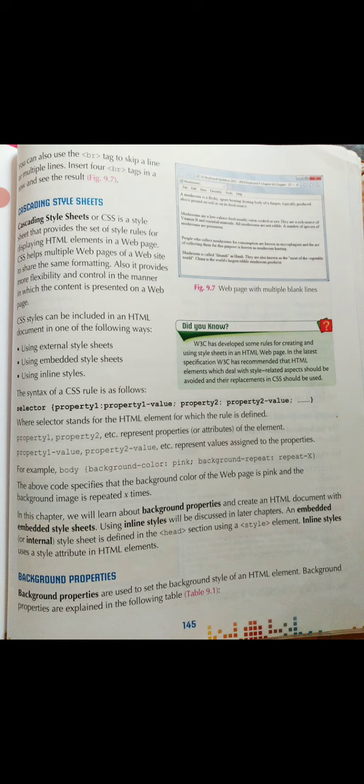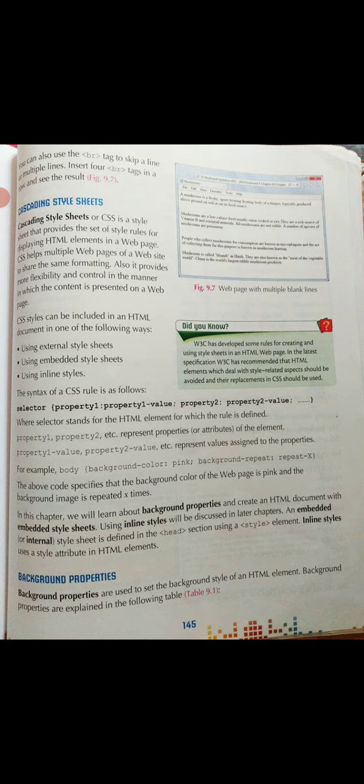So for now, you need to know only the main function of CSS, that is Cascading Style Sheets, a style sheet that provides the set of style rules for displaying HTML elements in a web page. Clear? Then you come to your background properties. I think everyone knows the meaning of foreground and background. I have explained it to you before.